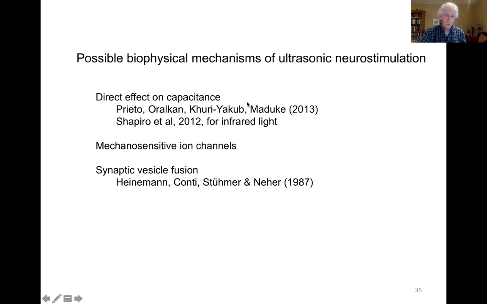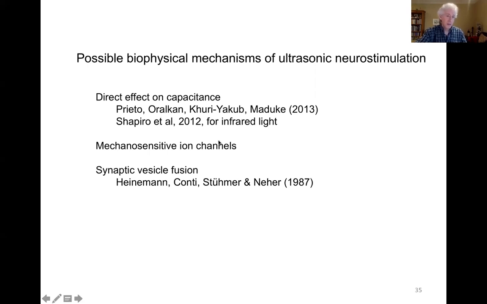So experiments from Merit Madouk's lab, from Martin Prieto, measuring the effect of capacitance on a lipid bilayer show that ultrasound can change the capacitance. Although this was not an ultrasound paper, experiments from Mikhail Shapiro, who I believe you're hearing from later in the course, using infrared light, show that infrared light through thermal effects can change the capacitance of cells and be a mechanism of neurostimulation. Certainly mechanosensitive ion channels could be sensing mechanical strain through radiation force.